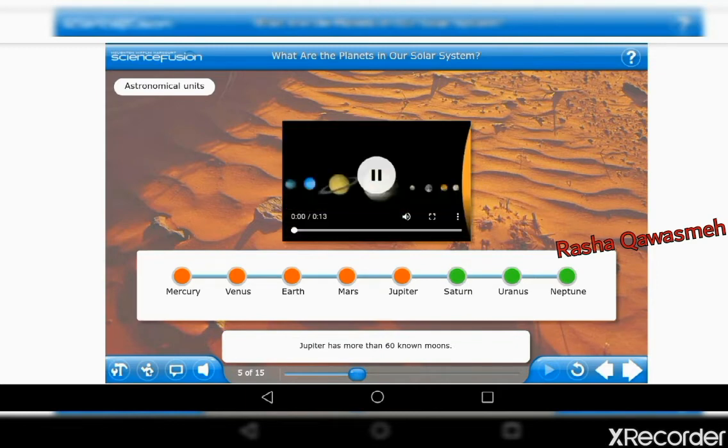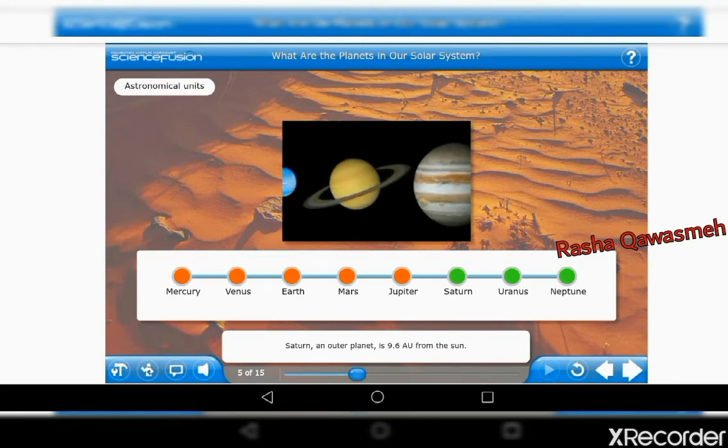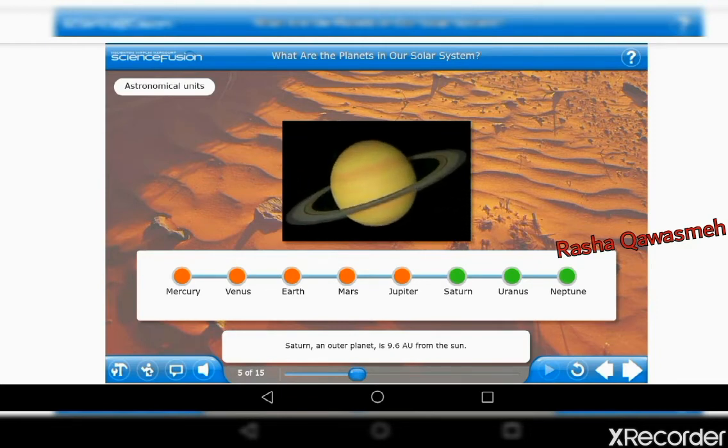Let's see Saturn. Saturn, an outer planet, is 9.6 AU from the Sun. All of the outer planets have rings, but Saturn's are the most obvious. Yes, all of the outer planets have rings and moons. More than one moon, by the way. But the most obvious rings are for Saturn.